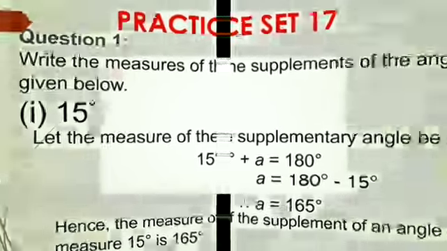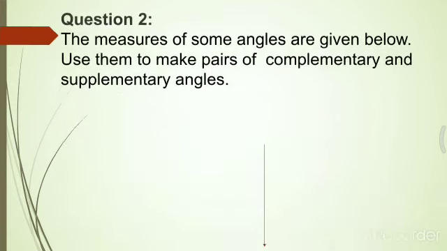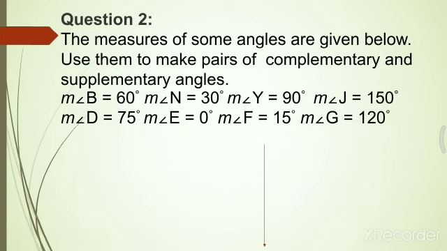Now let's see your question number 2. The measures of some angles are given below. Use them to make pairs of complementary and supplementary angles. Here the measures of some angles are given. See what you have to do. You have to take these measures and make pairs of complementary and supplementary angles. So let's see how you will make the pairs.